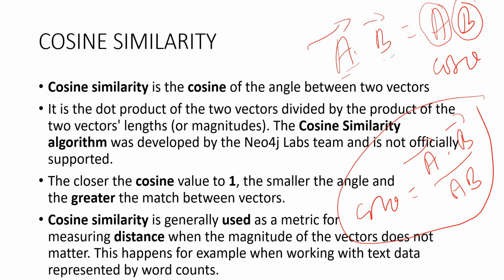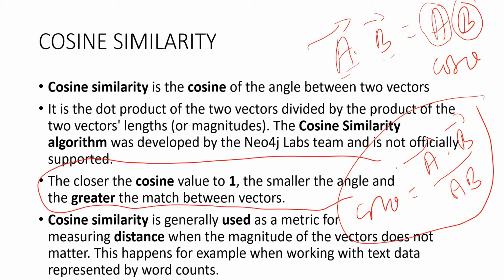If you want more clarity on this, I have a separate video for cosine similarity. You can watch that video. See, this is the point: the closer the cosine value is to 1, the smaller the angle and the greater the match between vectors. This is the concept, because cos 0 is 1, cos 90 is 0. In that way you can understand that.